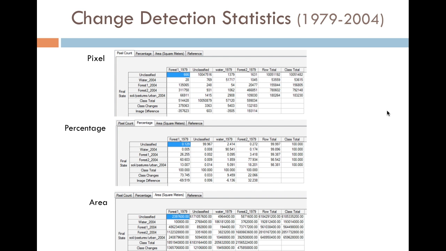And then so here are my change detection statistics. This is for 1979 to 2004. I have pixel percentage and area, and you can see for Forest 1, it's a 69% decrease, and for Forest 2, it's a 32% increase. Assume this is due to the darker forest decreasing significantly as the light green forest increased. A lot of the pasture coverage had some of the lighter green in it, so I'm sure that helped a lot.